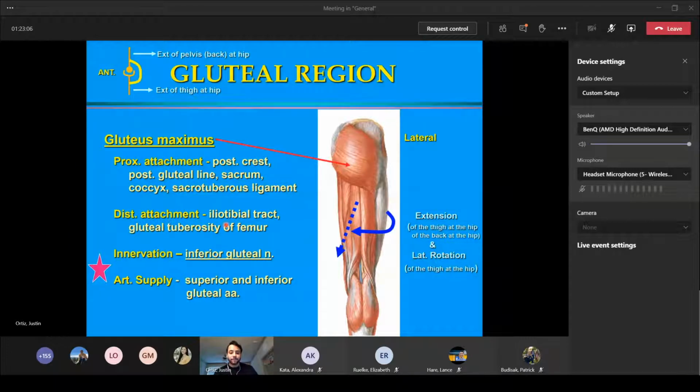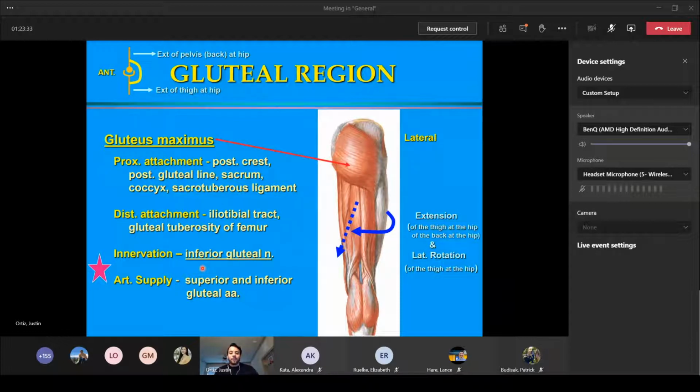The distal attachment, I think this is important, the iliotibial tract, because we talk about two muscles that attach to the iliotibial tract. You have tensor fasciae latae as well as the gluteus maximus. So I would note that because that's something that's different, right? Both are going to attach to the iliotibial tract, right? It also attaches to the gluteal tuberosity. So this is a ginormous star, super ginormous star. It's going to be innervated by the inferior gluteal nerve.